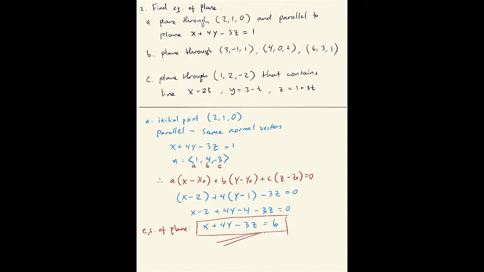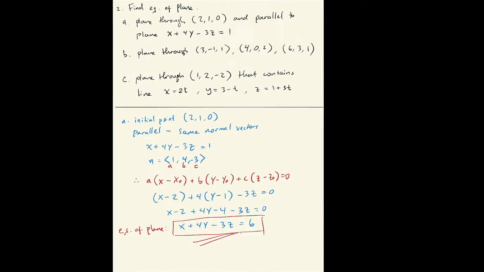Okay, I will move to B. So you have 3 points. You have 3, 4, 0, and 2, and 6, 3, 1. So any idea how you deal with these 3 points here?